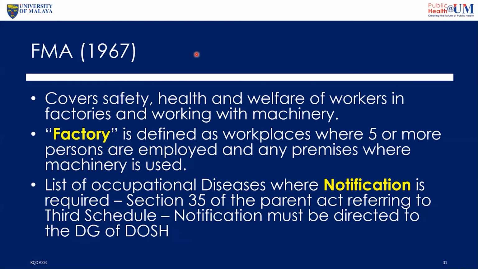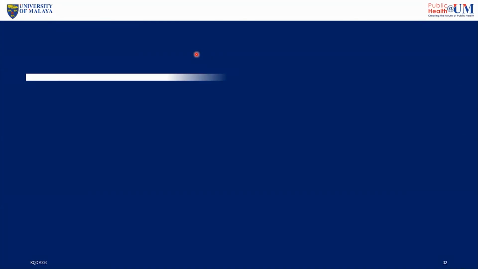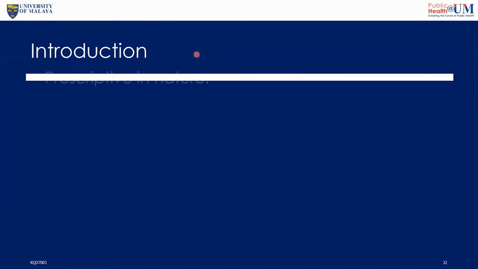And a lot of the issues in FMA, you as a SHO, need to be concerned about. So it doesn't only affect factories, because it's the Factory and Machinery Act. It looks at both factory and also machine. If your company uses a machine that is legislated or regulated under FMA, then you have to comply with the FMA Act. It looks at factory, and it also looks at notification of diseases.